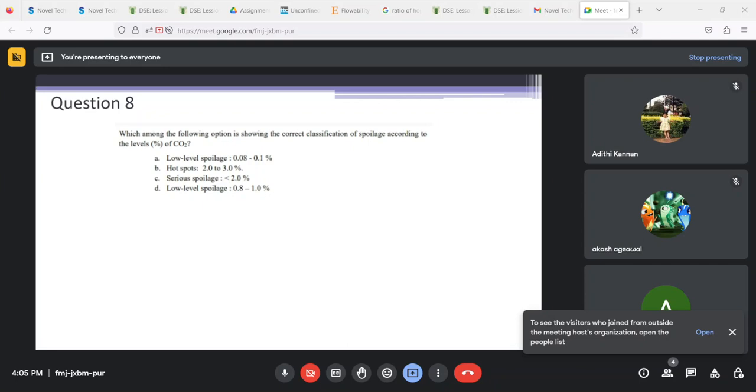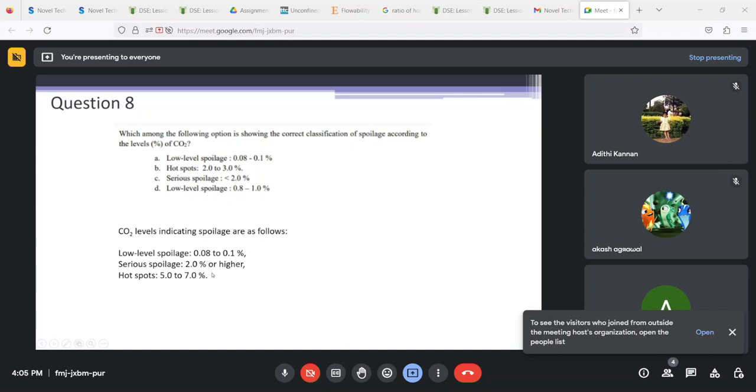The higher the amount of carbon dioxide produced, the higher the amount of insects or microorganisms or fungus, and the higher the spoilage. There are generally 3 levels that are considered: low level spoilage, hotspots, and serious spoilage. The level generally agreed for low level spoilage is 0.08 to 0.1%. You have sensors inside your silos, so if your carbon dioxide level in the silo is 0.08 to 0.1%, it means low level spoilage. That is, you have a lesser number of microorganisms or infestation.